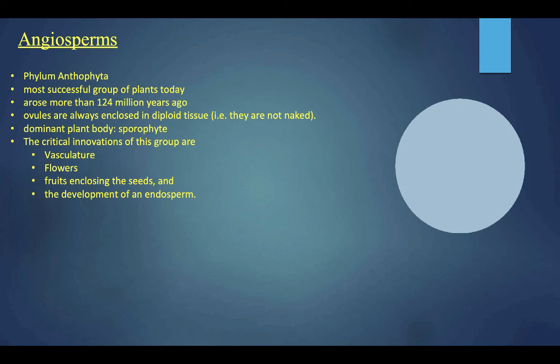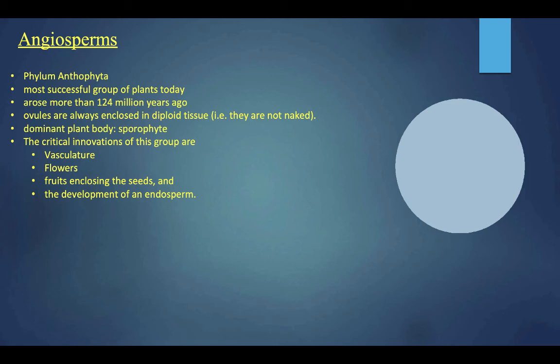Angiosperms, which are phylum Anthophyta, are the most successful group of plants today. They arose about 124 million years ago, and they are called angiosperms because they're flowering plants. Their ovules are always enclosed in diploid tissue. They're not naked. Their dominant plant body is the sporophyte.